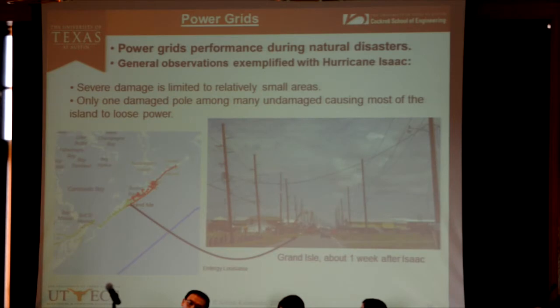That is indicating a very fragile system. And the reason why power grids are so fragile is because they have a centralized control and generation architecture, pretty much. So you would see, for example, here after Isaac, Grand Isle, which was close to where the hurricane made landfall, you see one pole damaged among many of them, maybe 100, and you see half of the island without power. That's why you lose so much power after a hurricane. This is a very fragile system, the power grid.